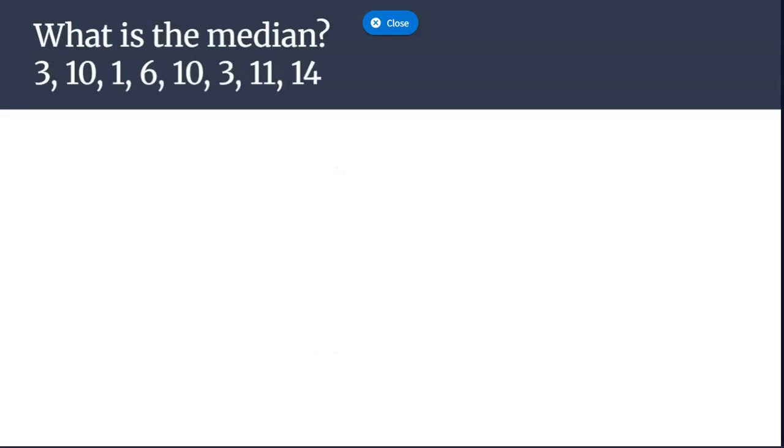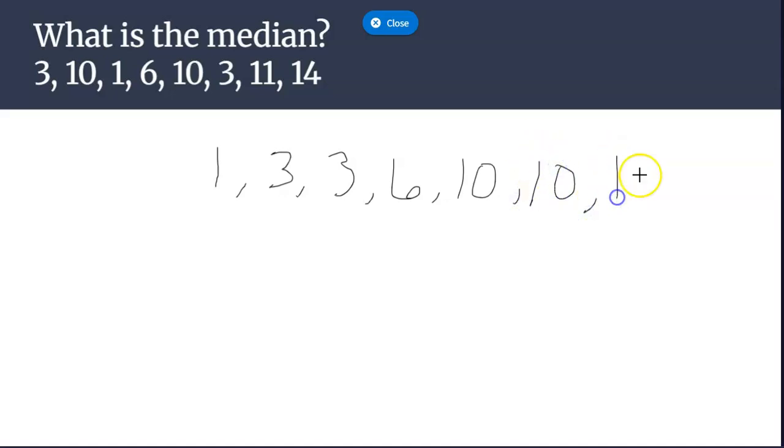So let's look at this example here. Question's asking what's the median. The data set is 3, 10, 1, 6, 10, 3, 11, 14. First thing we're going to do is put these in order, least to greatest. 1, 3, 3, 6. I believe we have two 10s. 11, and then 14. Now, if you count, there are 1, 2, 3, 4, 5, 6, 7, 8 numbers.